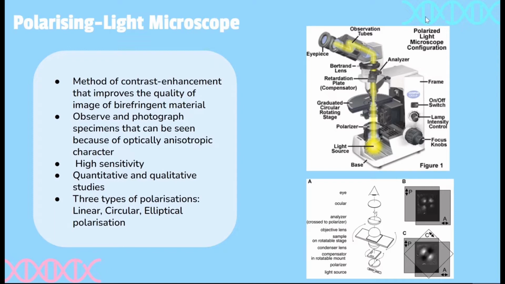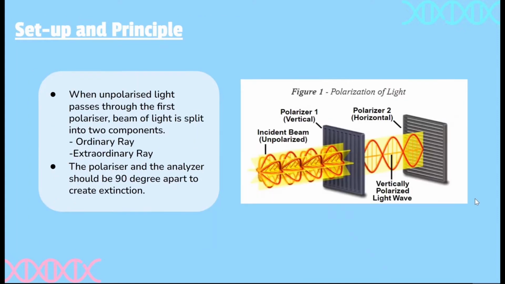The picture on the top here shows the overview of the different components in the polarizing light microscope. And the picture on the bottom here shows the direction of light traveling in a polarizing light microscope from the light source all the way to the eye. So, how does a polarizing light microscope work?